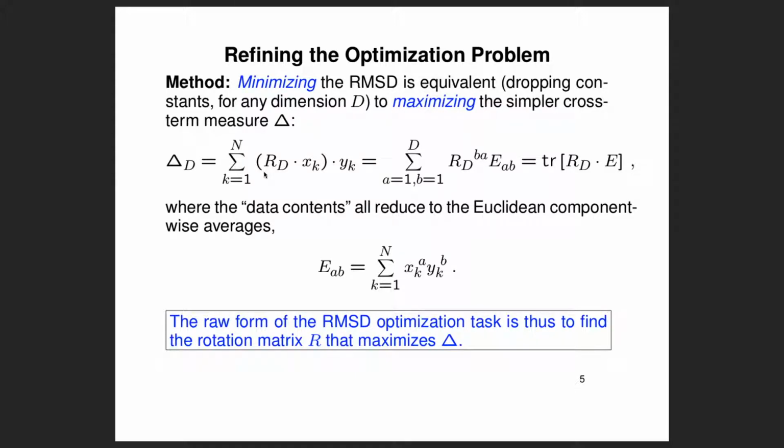So this turns into essentially a trace of the rotation matrix times what's maybe known as the cross covariance matrix, and that has x on the left part and y on the right part. That's a matrix that's not symmetric, very definitely not symmetric, and so the raw form of the RMSD optimization task is to find the global rotation matrix R that minimizes that trace. All clear so far? Okay.